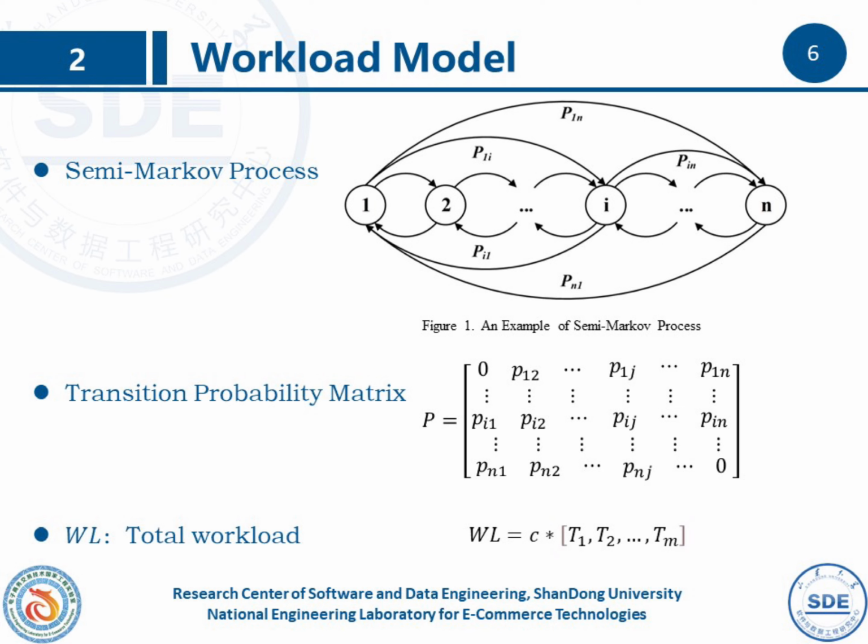Based on a given SMP, an n plus n matrix of transition probability can be represented as P, where Pij means the probability of jumping from page i to page j. Based on a series of formulae, we formalize the workload WL as follows. The detailed process is described in our paper.